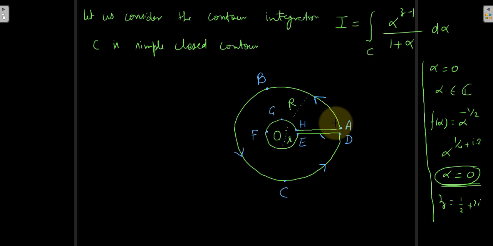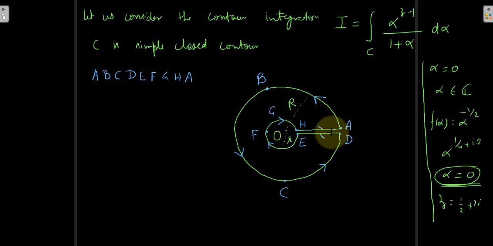So in a continuous manner, A, B, C, D, E, and then not towards H directly, but you have to go around like this. So E, F, G, H, okay, and then from H towards A, right? So from H towards A. Now this simple closed contour can be named as A, B, C, D, E, F, G, H, A.